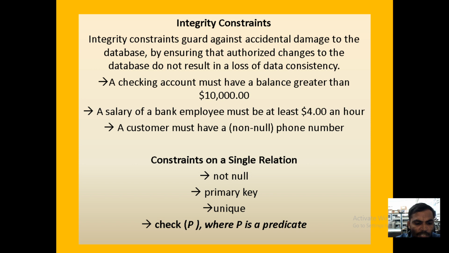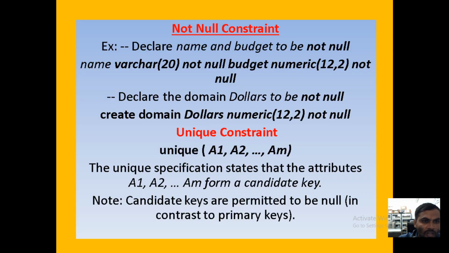P means it is a predicate, check constraint. Now if you want to talk about the not null constraint, it can be defined at the column level only, not for the table level. When you are declaring the not null constraint, for example, if you want to take the name and the budget to be not null, not null means compulsory, the name should be there. The employee name or the student name should be compulsory. Not null means it is not a null value.